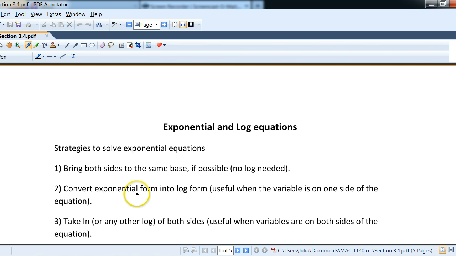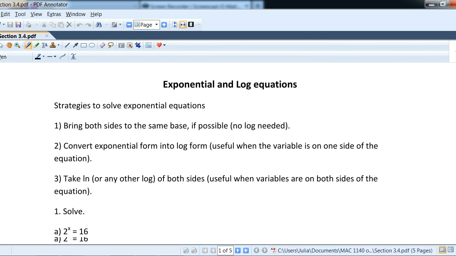Or, if you cannot do that in step 1, then you can convert exponential form into log form. That's usually useful when the variable is on one side of the equation and then you have a constant on the other. You can turn it to the log and solve for the x, for example, in the exponent. Or here's another useful strategy. You can take a ln of both sides or a log of both sides, and that's especially useful if you have a variable on both sides of the equation. So sometimes it would be more complicated to do it otherwise.